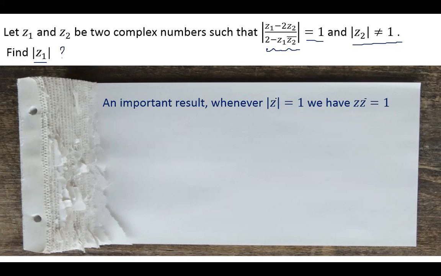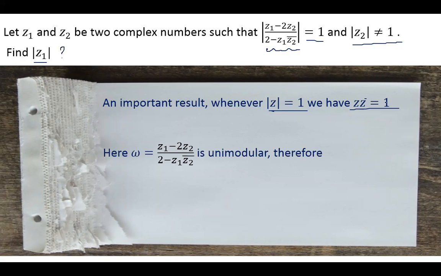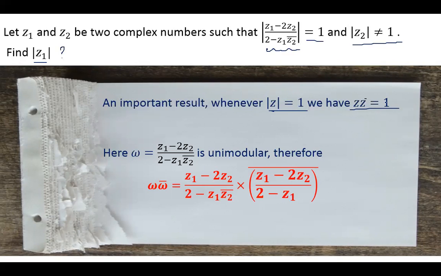So what we are going to see here is that if a complex number has mod 1, that means Z into Z bar is equal to 1, or the reciprocal is the same as the conjugate. In such a scenario, the reciprocal of the complex number and the conjugate are basically the same. So what we are going to do here is take this number as omega. Then this number is unimodular. So the number multiplied by its conjugate will be equal to 1. So omega into omega bar is equal to 1. This is the first step.